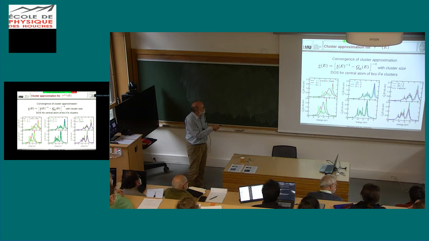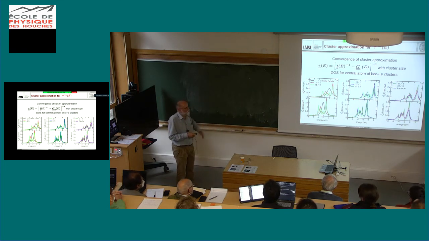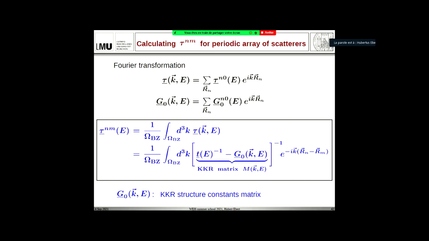If I go to the next nearest neighbors included, 15 atoms, then you see I get more structure, 27, 51, and so on. I get more and more structure, but it's converging, and it's converging to what you would get from a calculation for an infinite periodic solid.